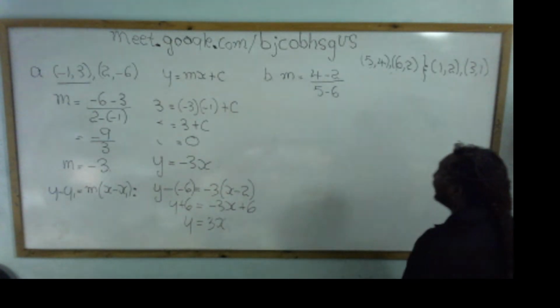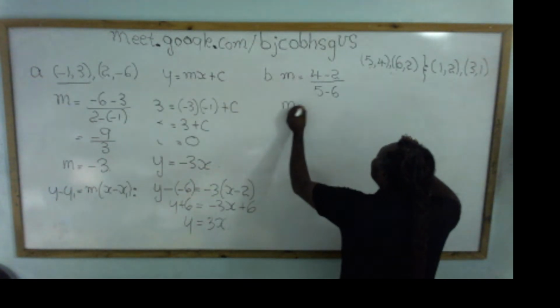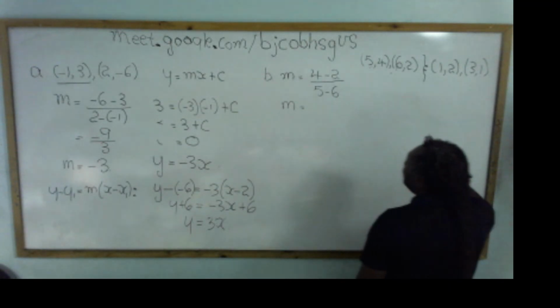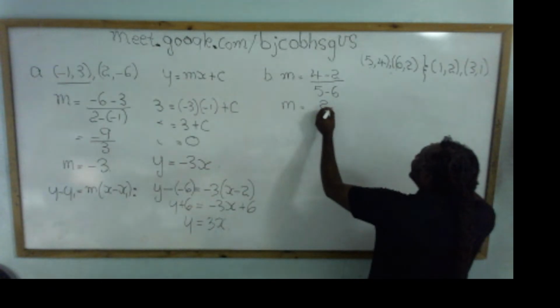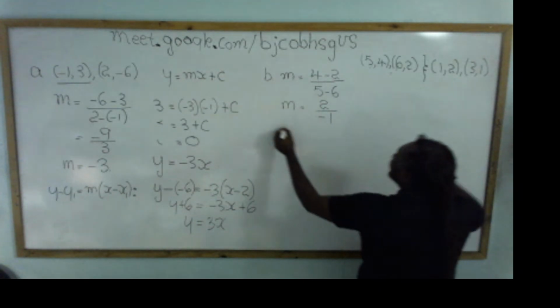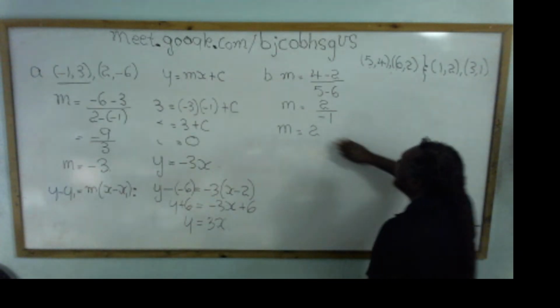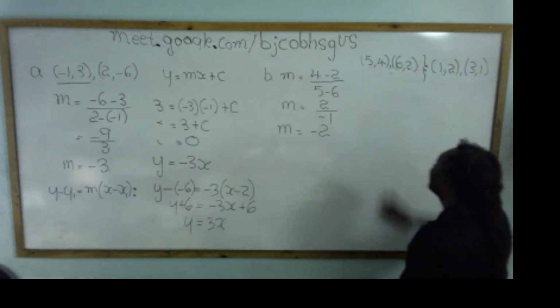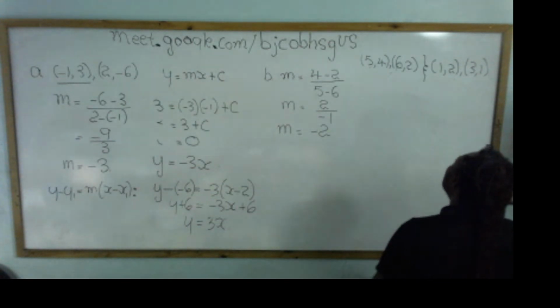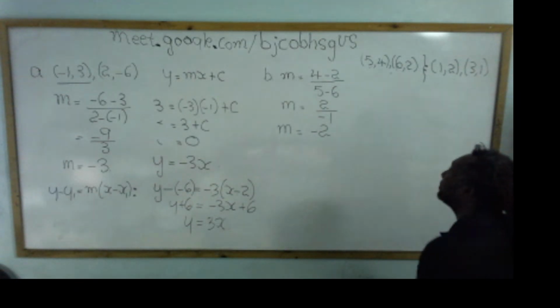So what is the gradient? M is equal to 2 over negative 1, so the gradient is equal to negative 2. Suppose I put it the other way around: 4 minus 2 over 6, yes, it will still be negative 2.